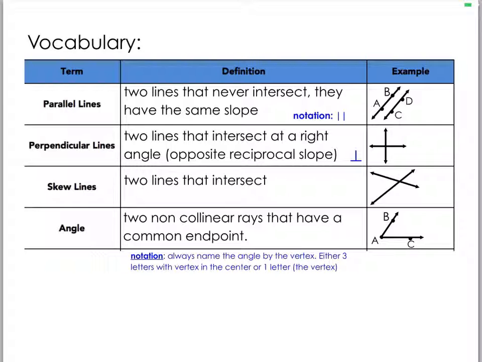So if I wanted to write, for instance, this example of AB and CD, I would say line AB with my line notation is parallel to line CD, again with the proper notation. If I wanted to say that two lines were perpendicular, I would just put this in the place of the parallel signs. Perpendicular lines then are of course two lines that intersect at a right angle, 90 degrees, and their slopes are opposite reciprocal. Skew lines will be two lines that intersect at any angle.